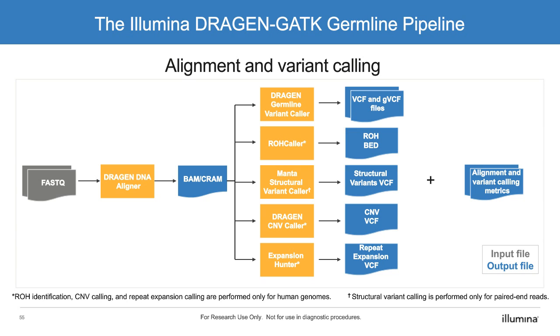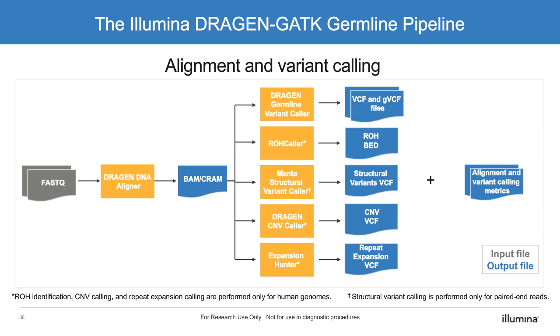The next variant caller that we have is DRAGEN Manta, which is going to be our structural variant caller. So this is going to be able to detect deletions, insertions, tandem duplicates, intra and interchromosomal translocations, and complex structural variants. The next caller is going to be the DRAGEN CNV caller, or the copy number variant caller. So it's going to detect copy number variations.